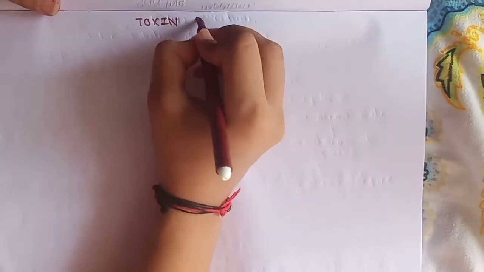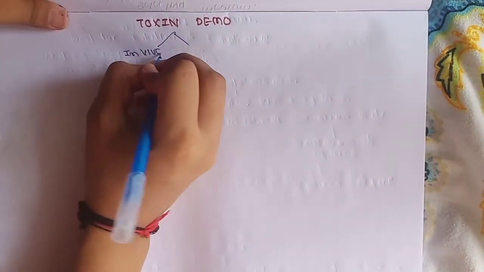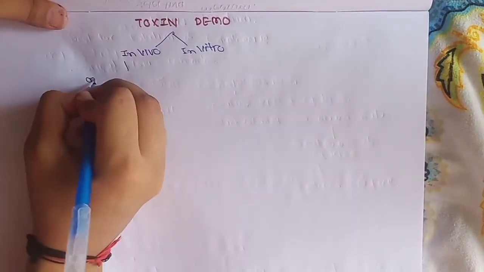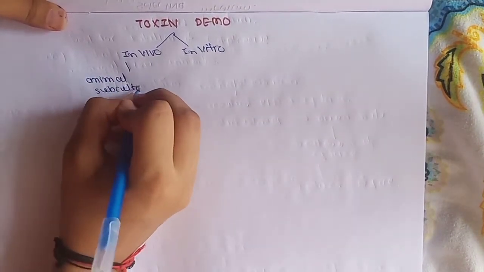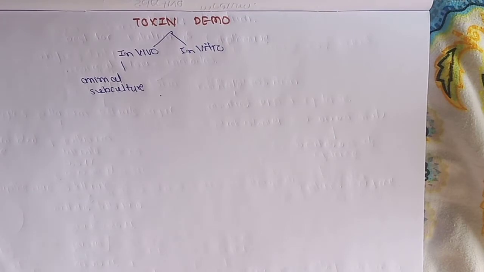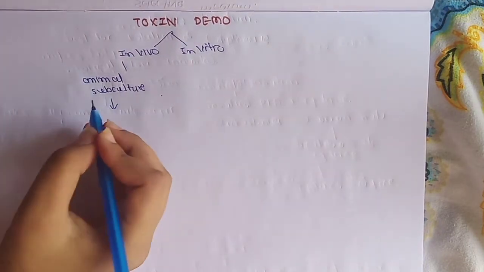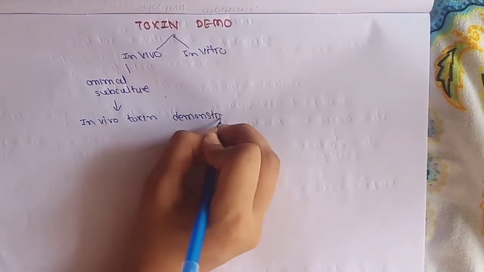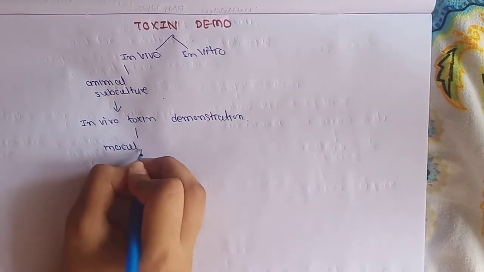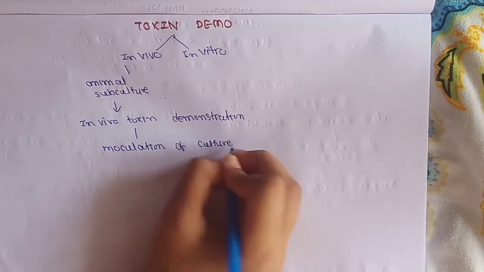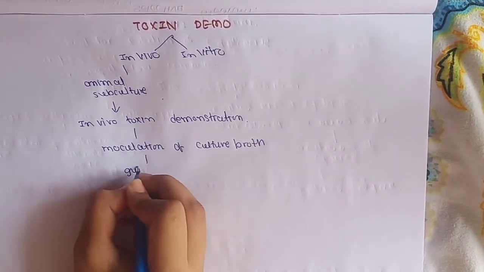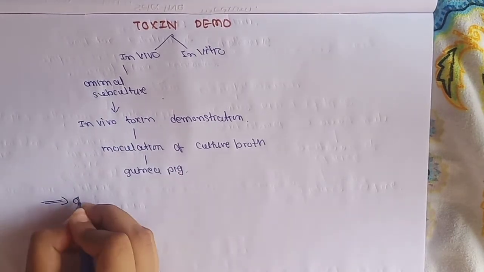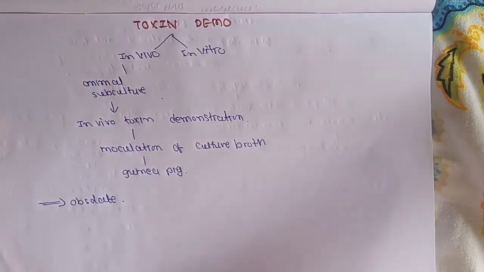Now let's talk about toxin demonstration. As pathogenesis is due to diphtheria toxin, isolation of bacilli does not complete the diagnosis, and we complete it with toxin demonstration, in vivo and in vitro. In vivo means in a living organism and in vitro means outside the living organism. In vivo toxin demonstration is done by inoculation of culture broth into a guinea pig, and this is rarely used now, so it is obsolete.